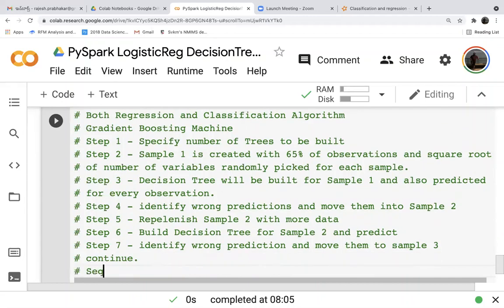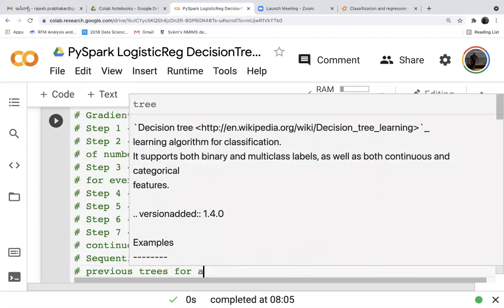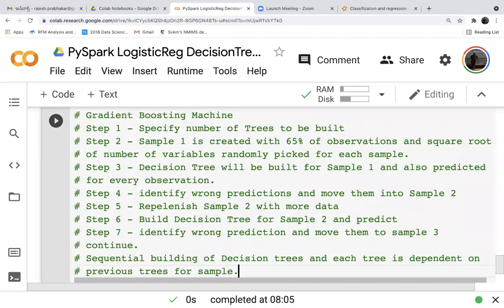Here, it is sequential building of decision trees, and each tree is dependent on the previous trees per sample. Until the previous tree is built and predicted, the sample for the next tree will not be ready. So each tree is dependent on the previous tree for its sample.